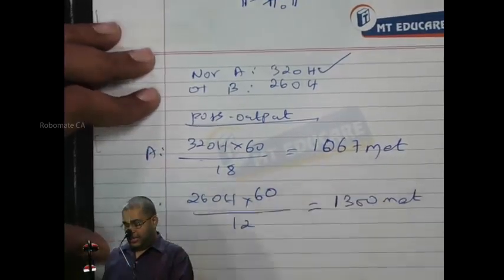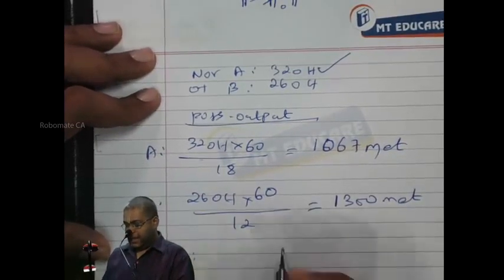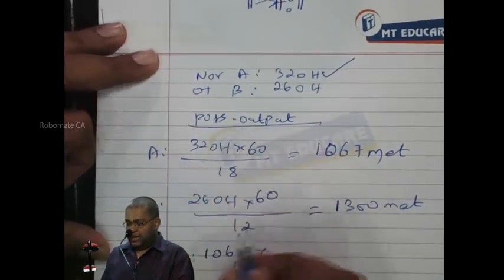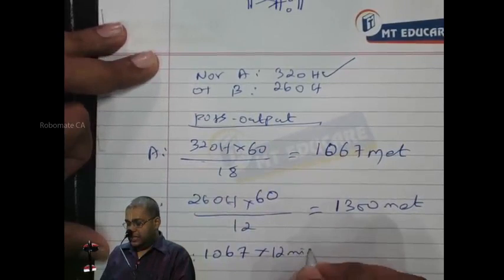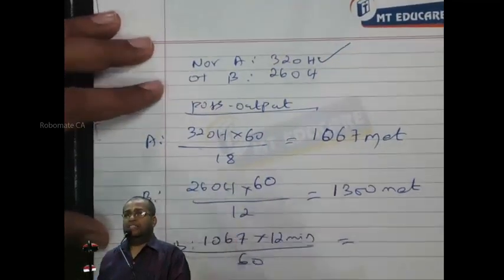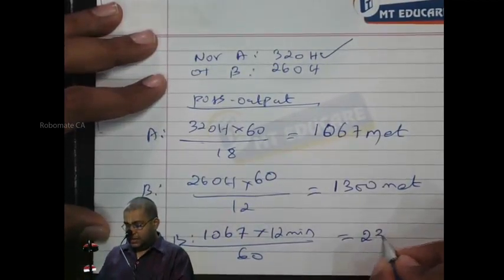Now, I'll just do it here. For 1067 meters, let's see the mission B time taken. 1067 into every meter takes how many minutes here? 12 minutes. And divided by what? 60 gives hours. 1067 into 12 divided by 60. Tell me how many hours?